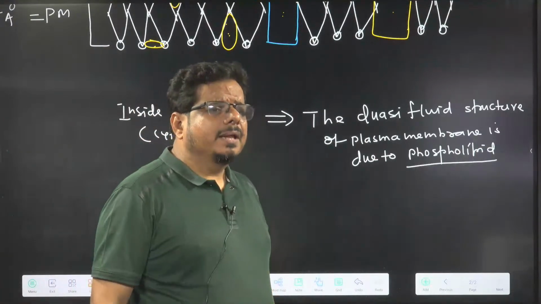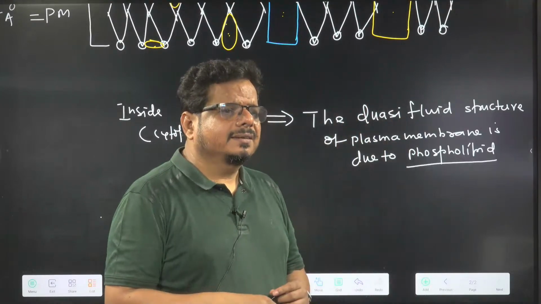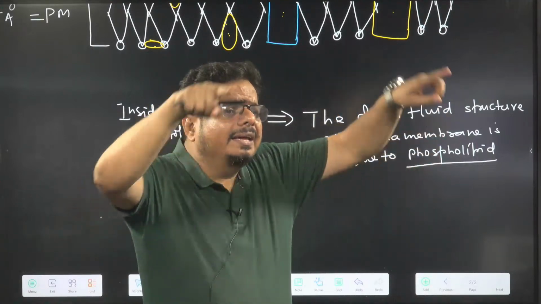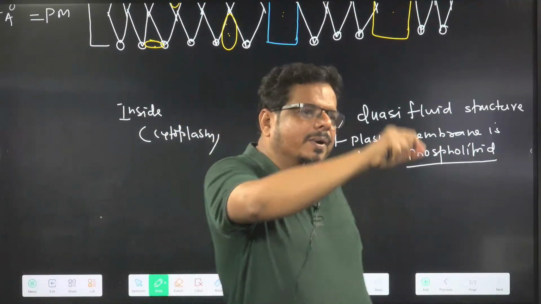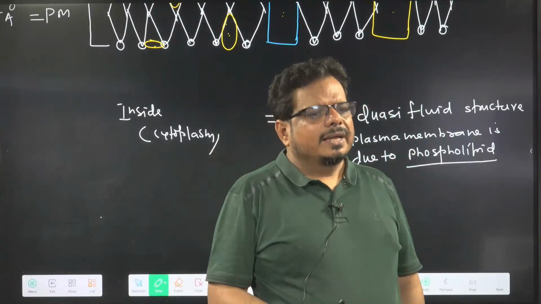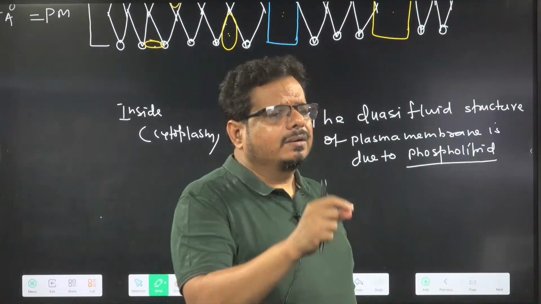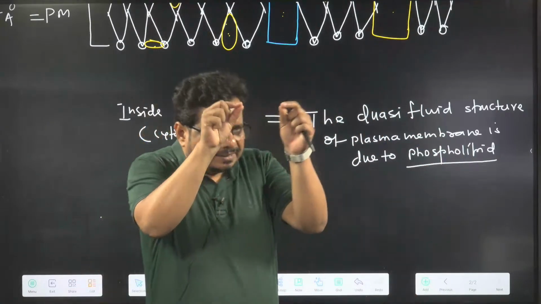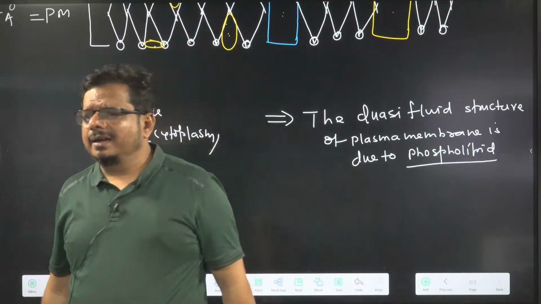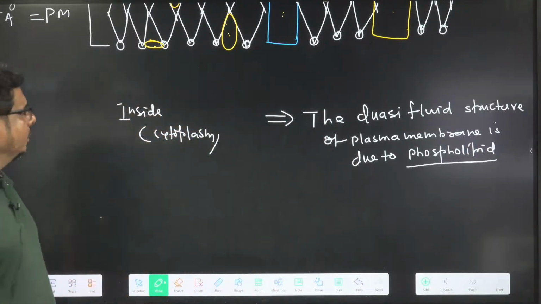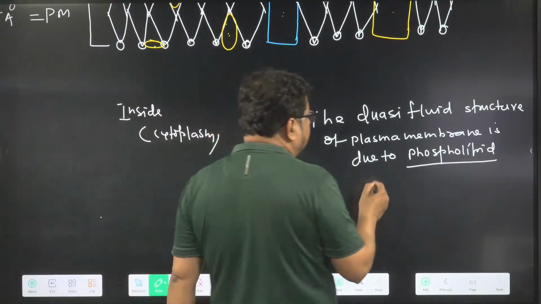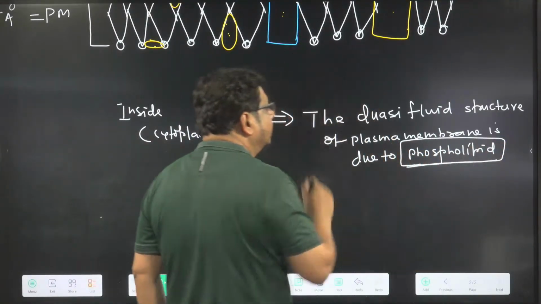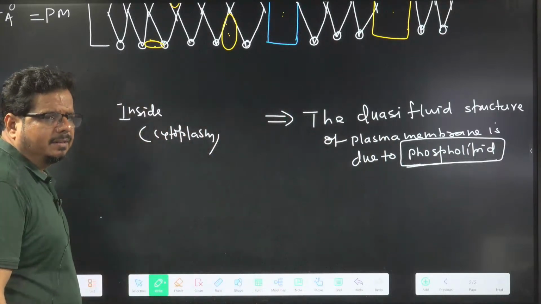Quasi-fluid means what? Plasma membrane is not a solid structure. It is a fluid-like structure. It is like a honey layer. Layer made up of honey type of thing, viscous. Got the idea? It is not too much liquid, but not too solid. It is somehow quasi-fluid, honey-like. Getting the idea or not? So, who is behind quasi-fluid nature of the plasma membrane? Examiner will ask. Phospholipid is behind the quasi-fluid nature of the plasma membrane.